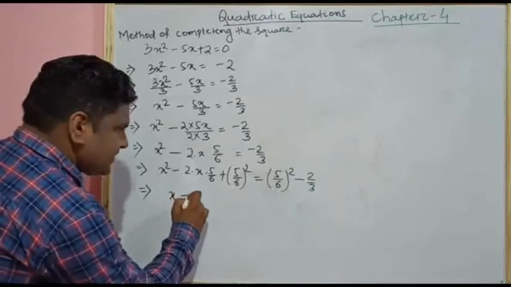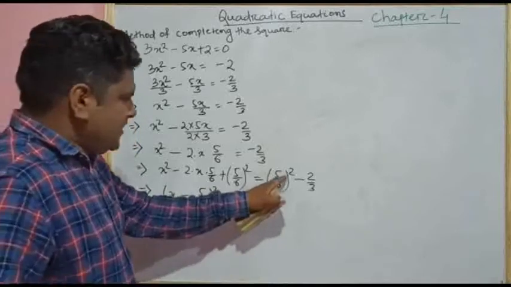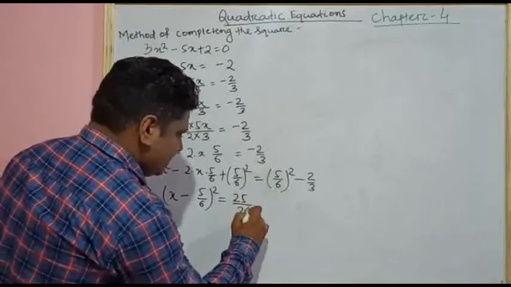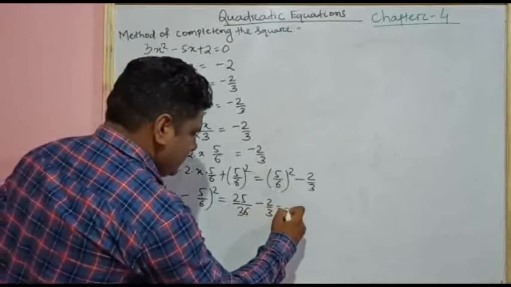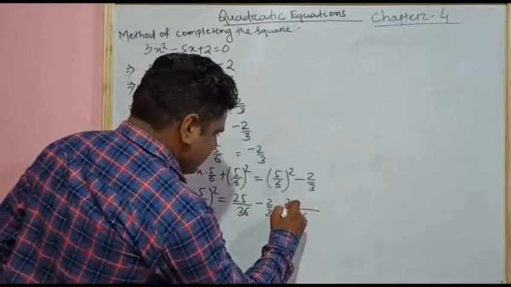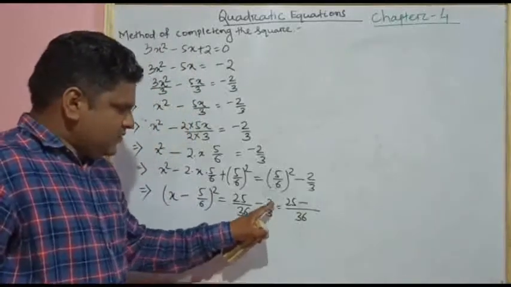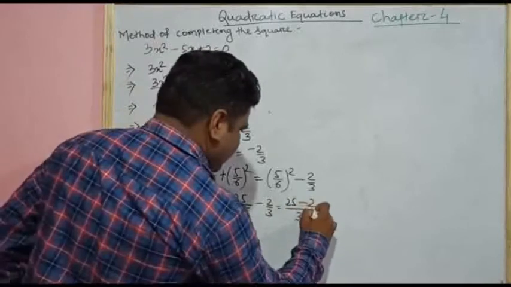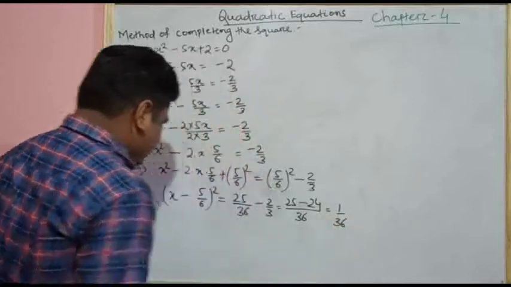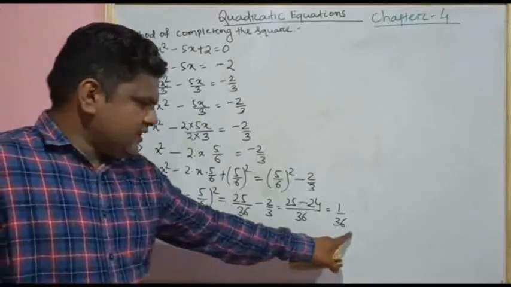That will be x minus 5 by 6 whole square is equal to 5 square is 25, 6 square is 36, minus 2 by 3. Let's simplify this. The LCM of 36 and 3 will be 36. It will be 25 minus 36 divided by 3 is 12, 12 into 2 is 24. So 25 minus 24 is 1 by 36. This implies that this much square is 1 by 36.